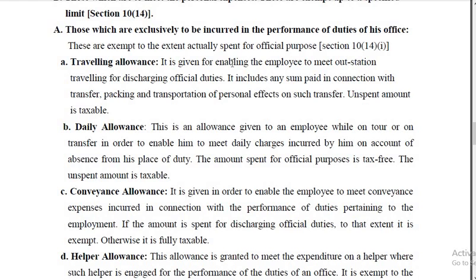Supposing the employee is given traveling allowance of say 2,000 per month, that means 24,000. Of that, if he spends only 20,000, 20,000 is exempt. The remaining 4,000 is taxable. Daily allowance. Daily allowance is given to an employee while on tour or on transfer in order to enable him to meet daily charges incurred by him on account of absence from his place of duty. He may have to go on a tour. That is official duty only.